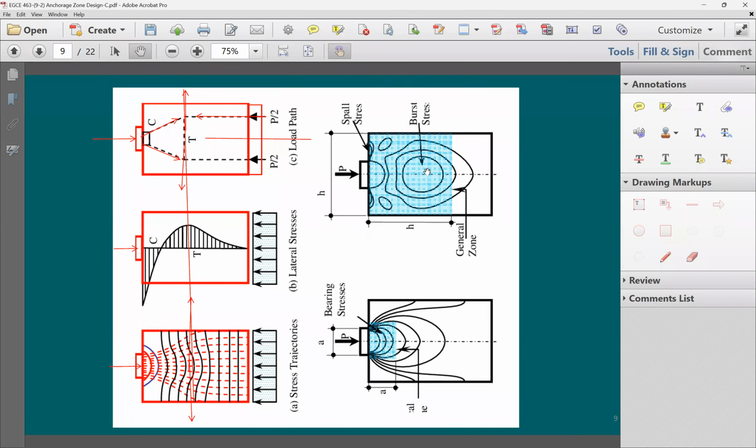But in here, this gives you all the tension forces and stresses. This gives you the bursting, and this gives you the spalling. We have a little bit of tension in here, and a little bit of tension here. Then we're going to have here some compression. So here is going to be some compression forces here.